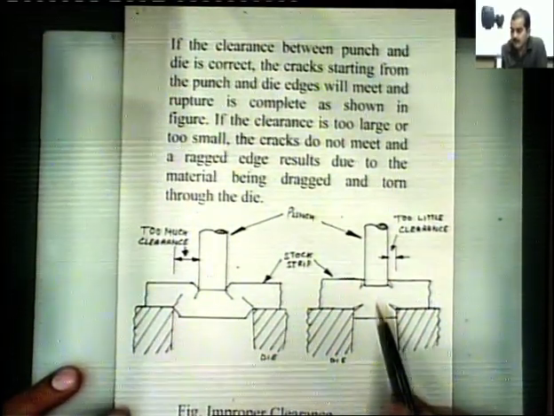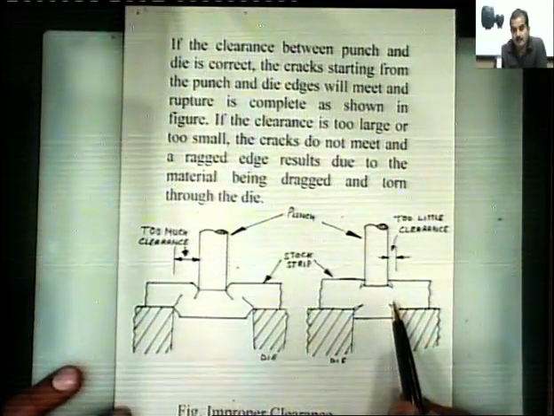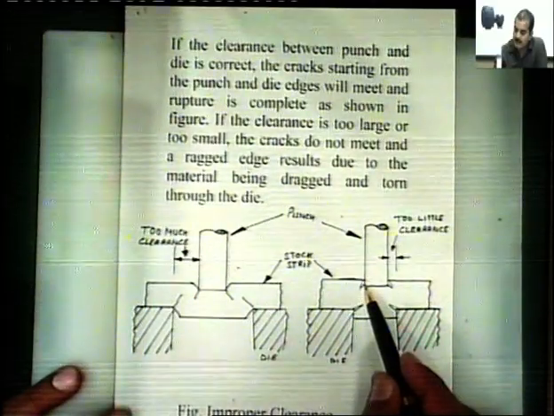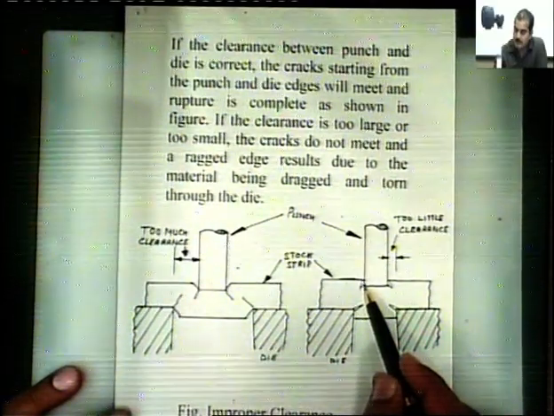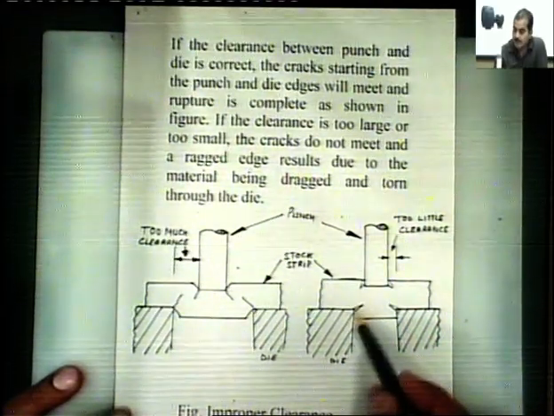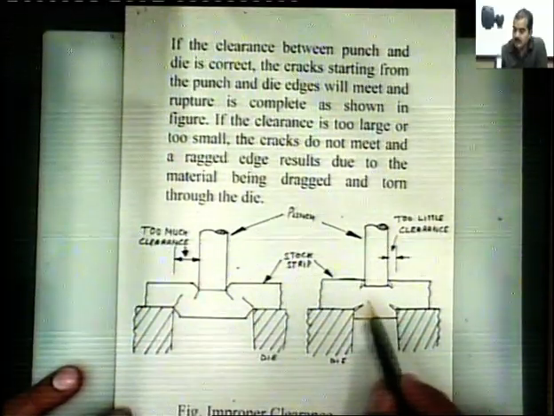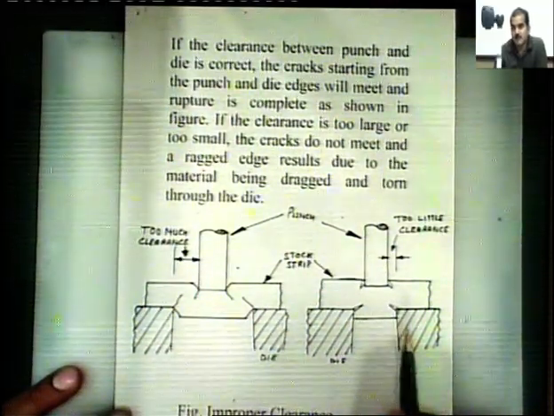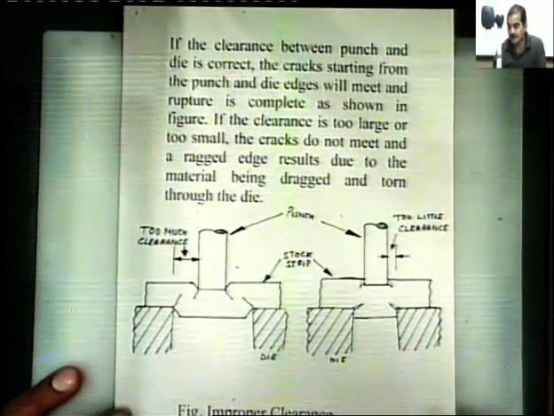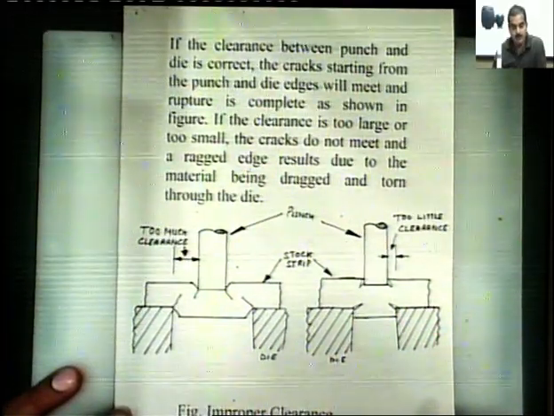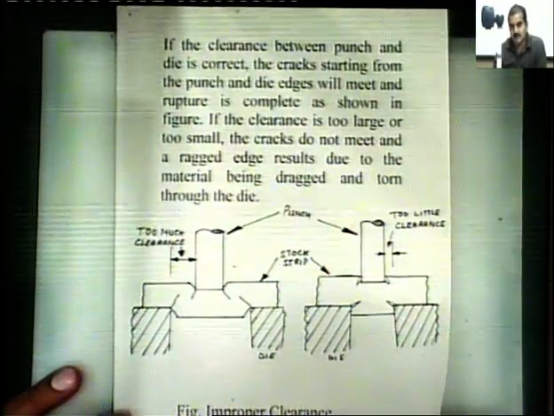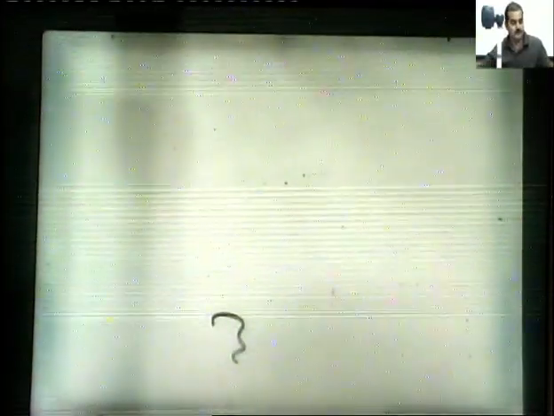Similarly, if the clearance is too small, a fracture starting at this edge of the punch may not meet with the fracture starting from the cutting edge. So, again there will be no rupture or fracture, only the metal will be ragged. So, in this case clearance is very important. It should be correct.